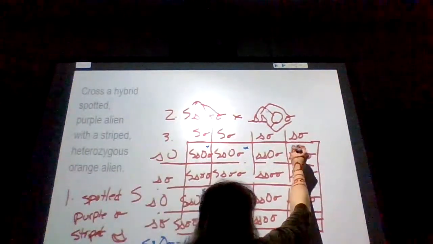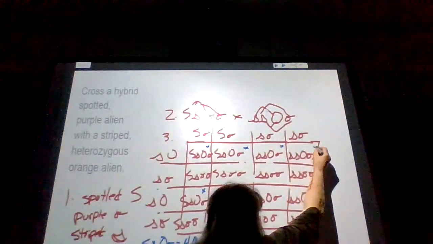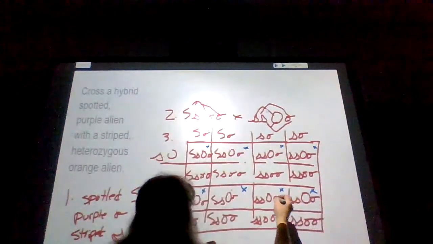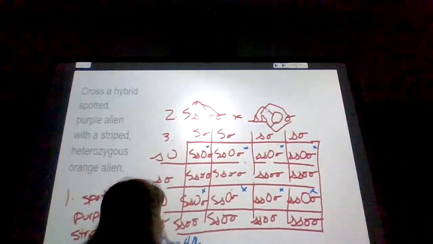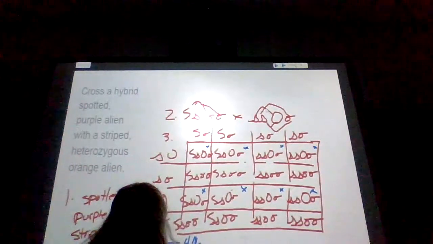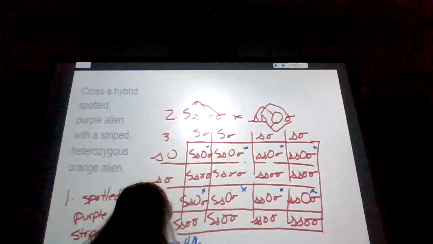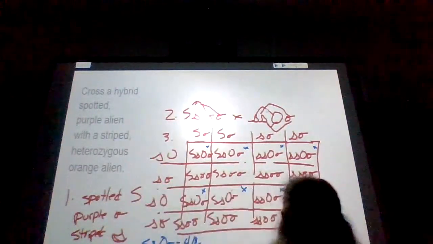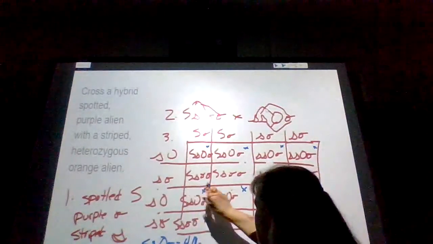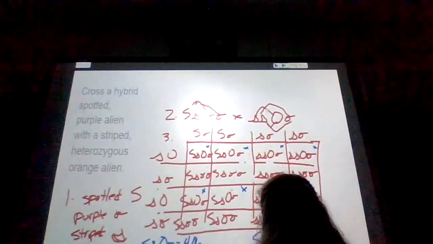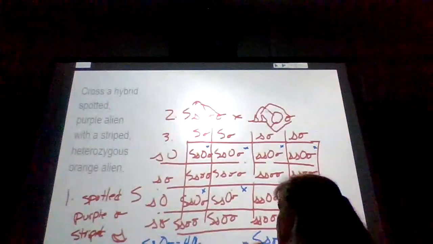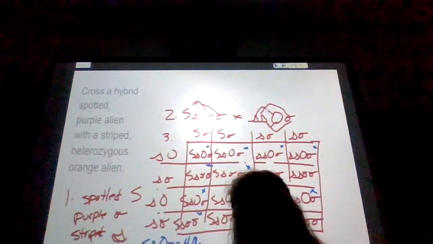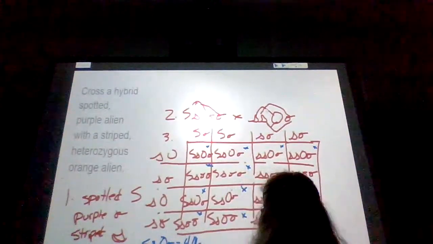Then I have big S, little s, little o, little o. Do I have any more of those? I don't think so. Again, 4 out of 16. What else have I got here? I got a little s, little s, big O, little o. I got 1, 2, 3, 4 of them.